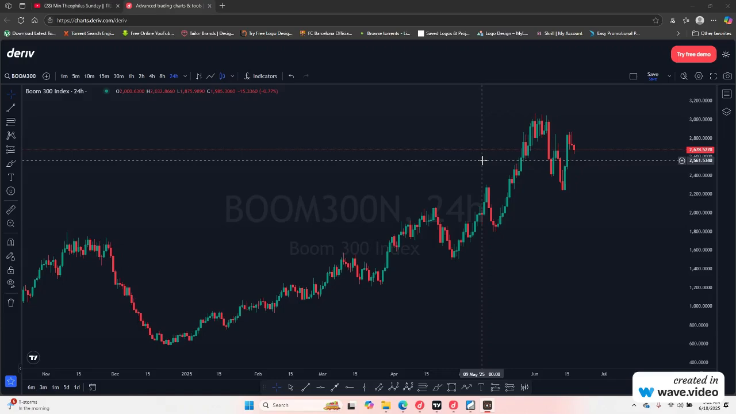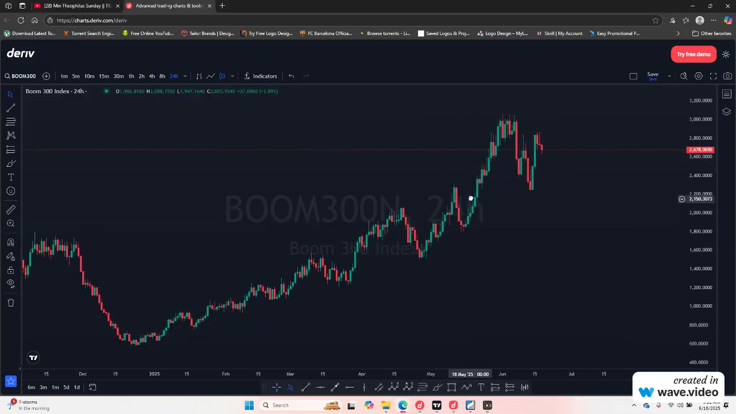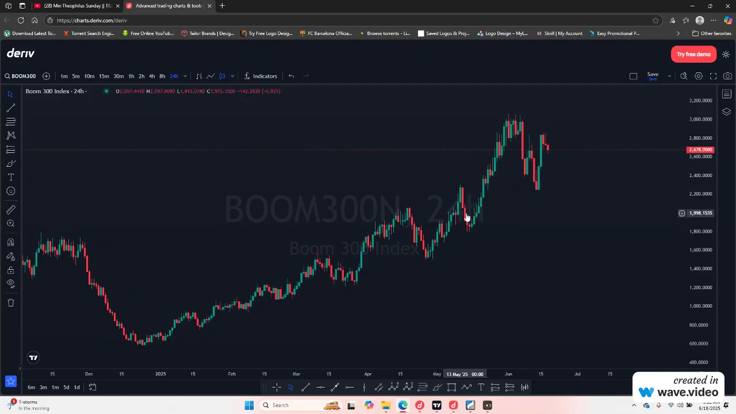And there is a market opportunity really building up on the Boom 200 index, and I would like us to break through and analyze, do some analysis, and see our view and how we are going to take this setup. So on the chart now, this is the Boom 200 index on the daily time frame.